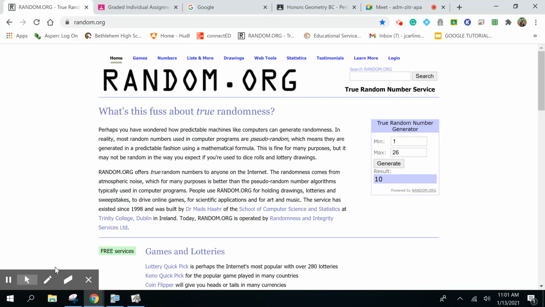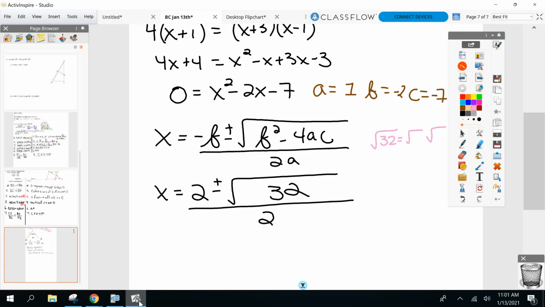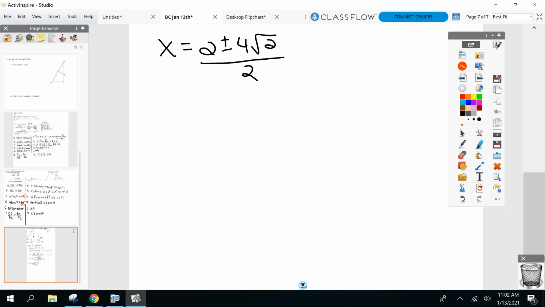Biggest perfect square you found, Zach? 16. Nice job. It wasn't 4, everyone. It was 16 times what, Zach? Times 2. Good job. So we end up with 4 radical 2 to plug back in. X equals 2 plus or minus 4 radical 2 over 2.